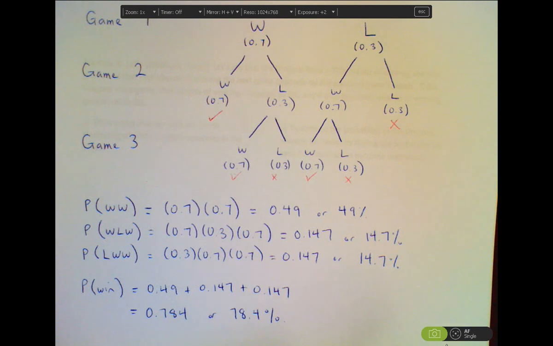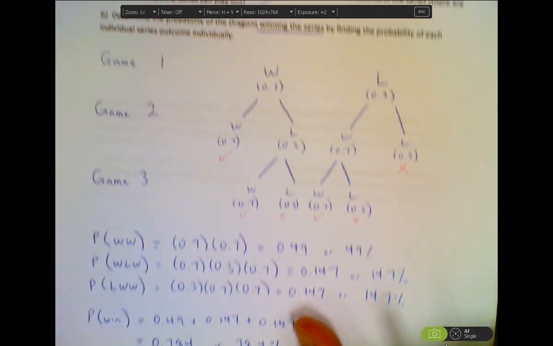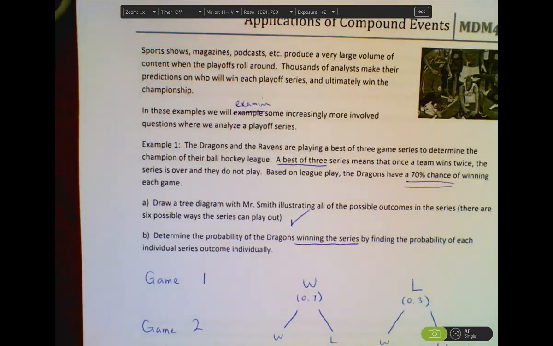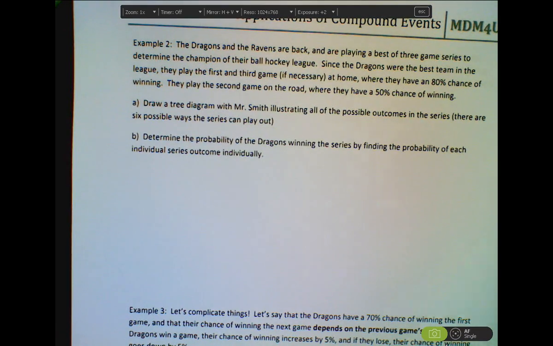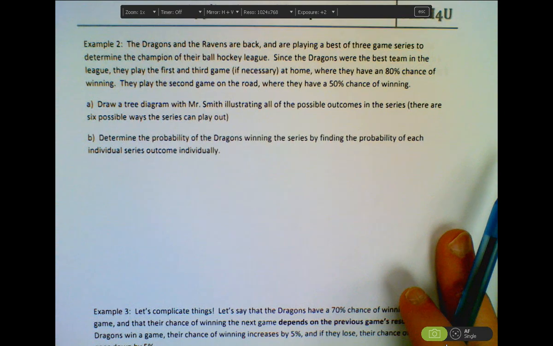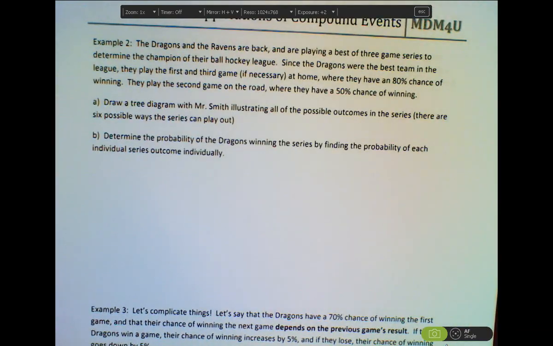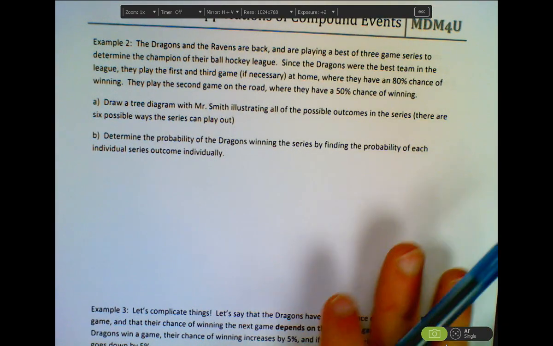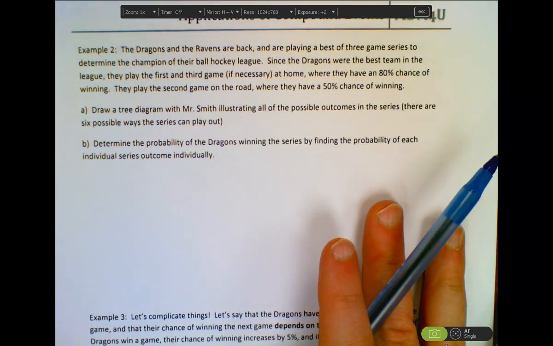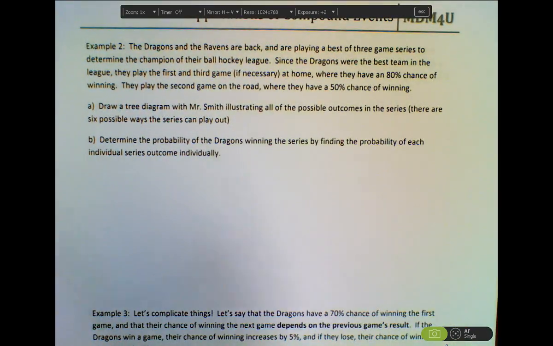So that was a pretty straightforward scenario where each individual game was a 70% chance for the Dragons to win. But if we want to make it more realistic, we have the capability to do that. So let's do a second example. We're going to tweak what we did a little bit. This time we're going to try to add some realism.